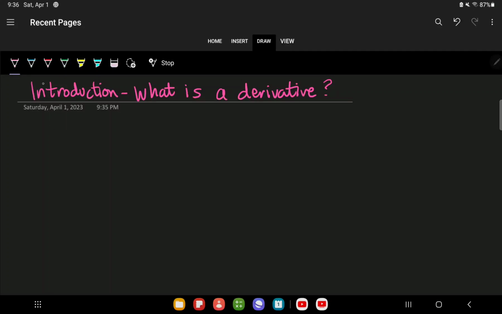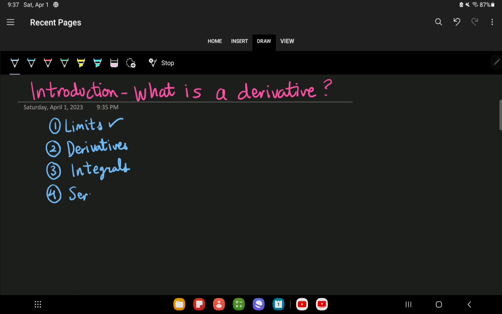Now we're in the second of 4 lessons of the main 4 concepts to learn from calculus. The first one was limits, which we learned in the last couple of weeks. Now we learn derivatives, and we will conclude the last half of this class with integrals or antiderivatives and series.